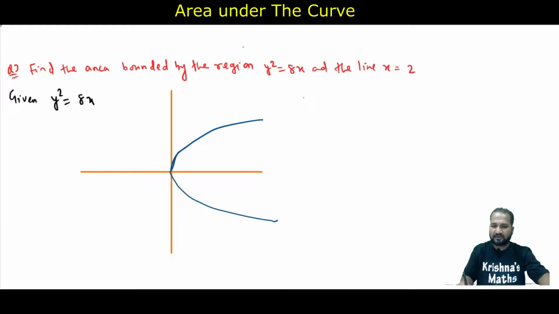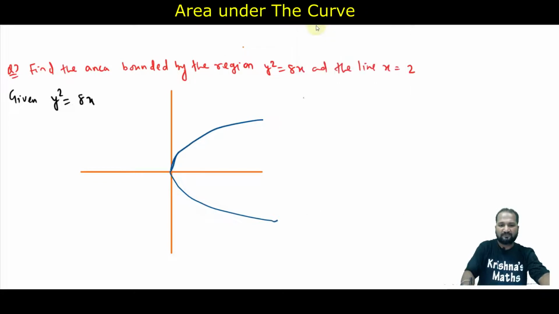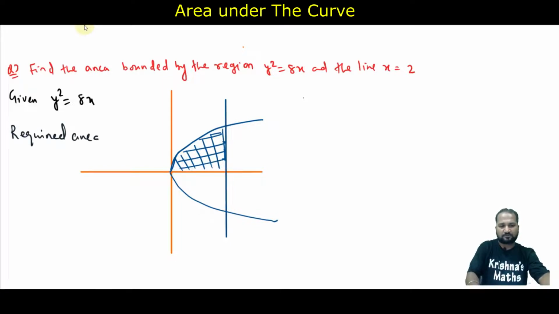And the area and the line x is equal to 2. So what is x is equal to 2? x equal to 2 is a line parallel to y-axis at a distance of 2 units from origin. So this is the area required. So first we will find this area. The area bounded by the x axis, we multiply by 2, since the area is symmetric.